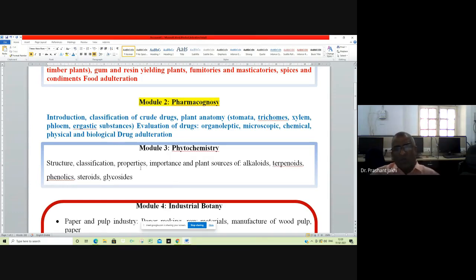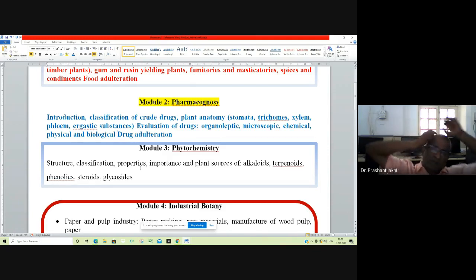This anatomy includes stomata of the plant part, trichomes available on the plant part, xylem, phloem, and these different types of tissues available on the different plant parts, which are helpful to identify them. For this purpose, stomata, trichome, xylem, phloem, and ergastic substances available in the plant should be known. Then evaluation of drugs.